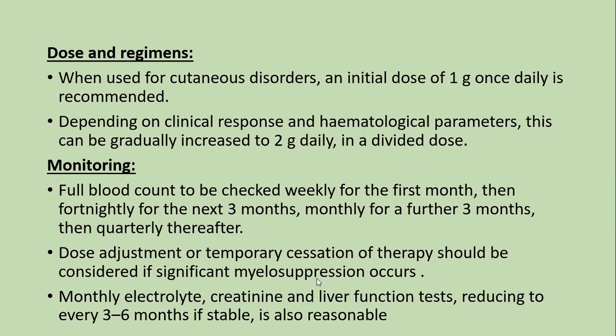The dose regimen: when used for cutaneous disorders like psoriasis, the initial dose is 1 gram once a day. Depending upon the clinical response and hematological parameters, this can be gradually increased to 2 gram, but not more than that. For monitoring, full blood count is checked weekly for the first month, then fortnightly for 3 months, and monthly for a further 3 months. Dose adjustment or temporary cessation of therapy should be considered if there is some degree of myelosuppression. Monthly electrolytes, creatinine, and liver function, reducing to every 3 to 6 months if stable.